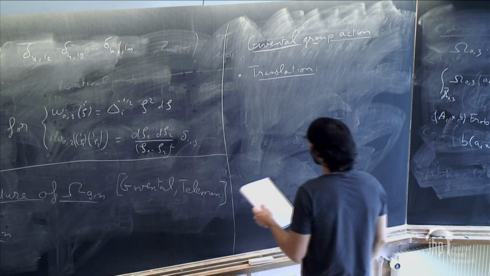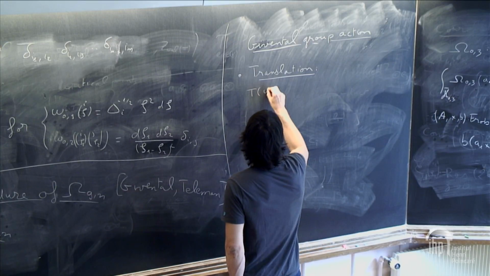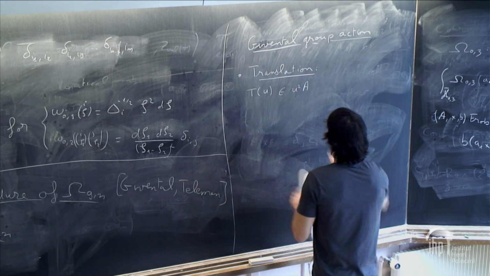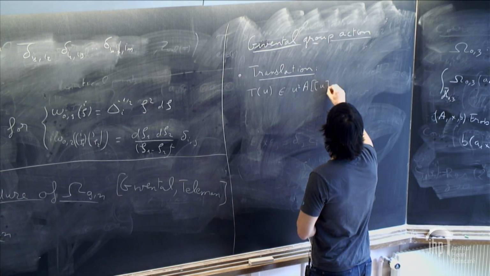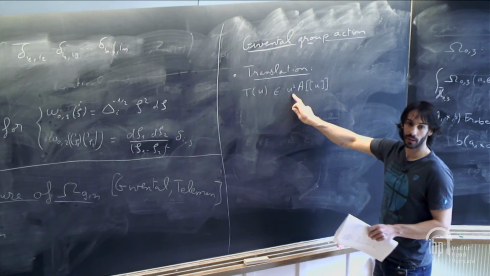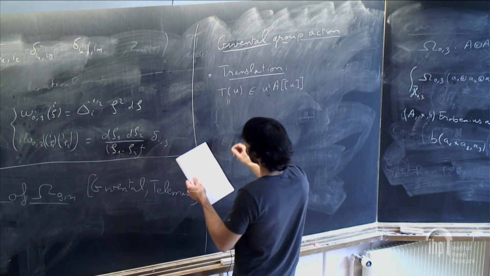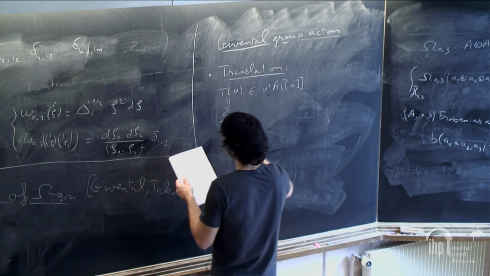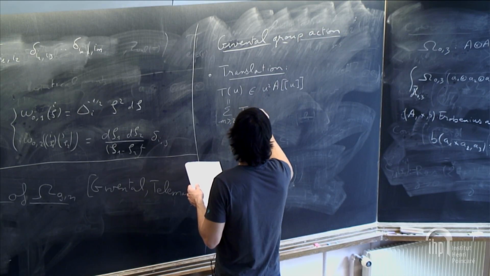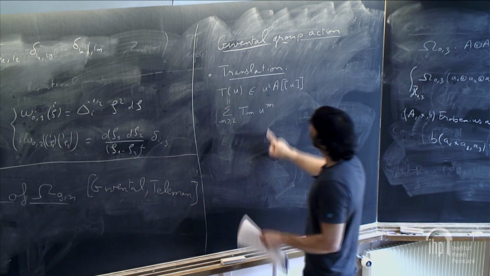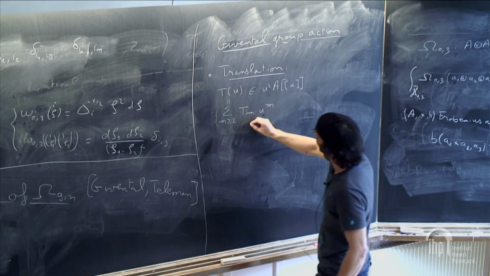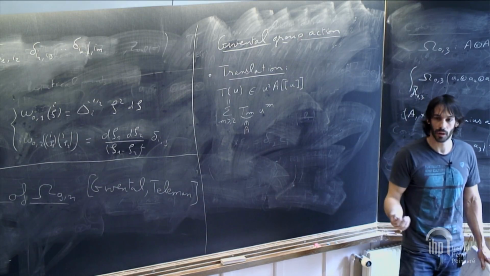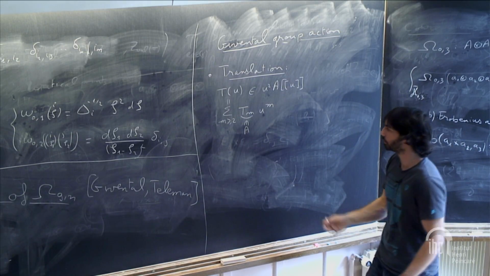So what is a translation? You consider some T of U, which is a series in U which starts with U^2. So let me write it as sum over m greater or equal to 0, T_m U to the power m. So U is a formal variable, and each of the T_m's are elements in A, so in our original vector space or Frobenius algebra.